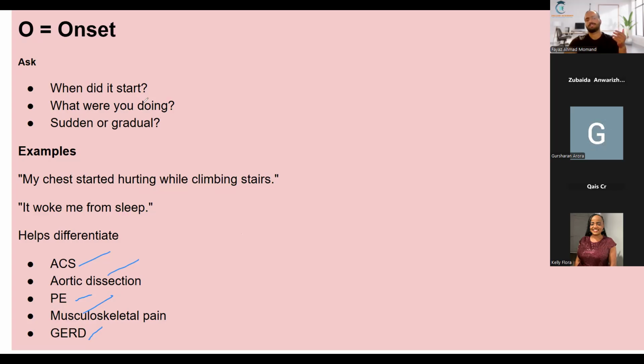Patient will say, oh, I was lifting something heavy and then I heard a pop in my chest and now it's hurting a lot. So that is a sign that the patient may have a musculoskeletal sprain or musculoskeletal pain.